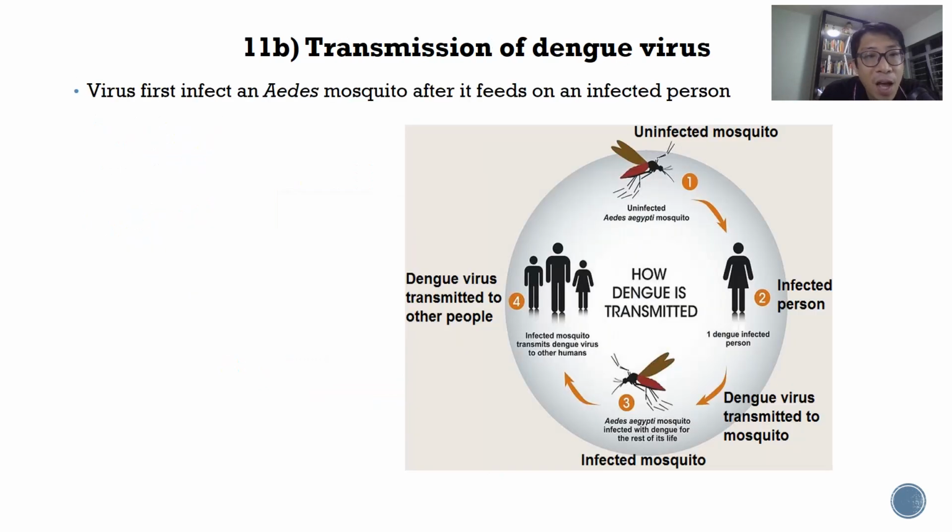Okay. Right, then transmission of the virus. We have looked at this earlier when we looked at the dengue virus. The Aedes mosquito is the medium to transmit the dengue virus from an infected person to an uninfected person. So when the Aedes mosquito bites the infected person and sucks up the blood, the virus would be transmitted to the mosquito. Then this infected mosquito would then transmit the virus to an uninfected person when it bites the next person.